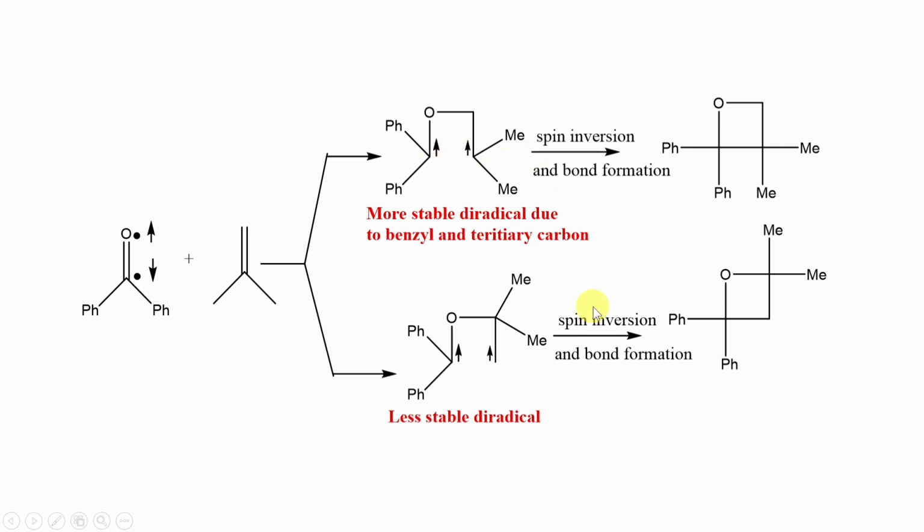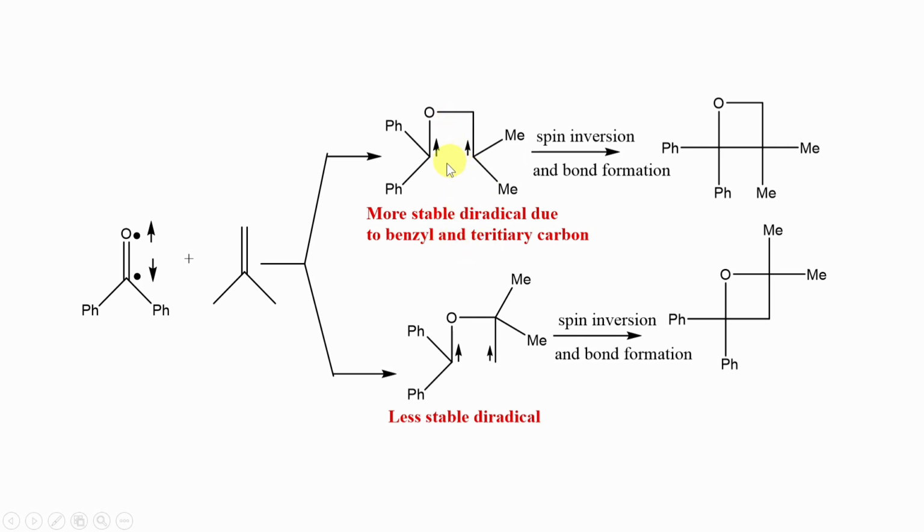Spin inversion and bond formation between these two carbon atoms, in this case these two carbon atoms, and in this case these two carbon atoms. Ring closure takes place to form two isomeric oxetanes. Among these, this oxetane is obtained as the major product because it is formed from a more stable diradical.